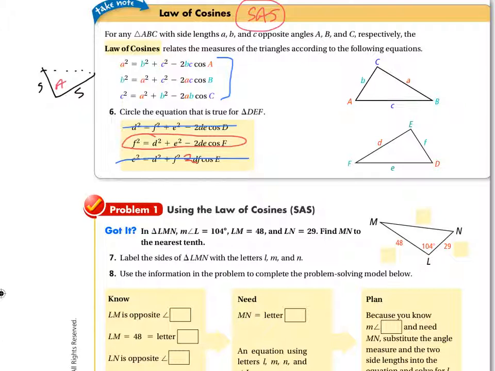So that's all you're doing. It doesn't matter whether it's A, B, C, D, E, F, G. It doesn't matter what the letters are. You're thinking pattern when it comes to law of cosines.